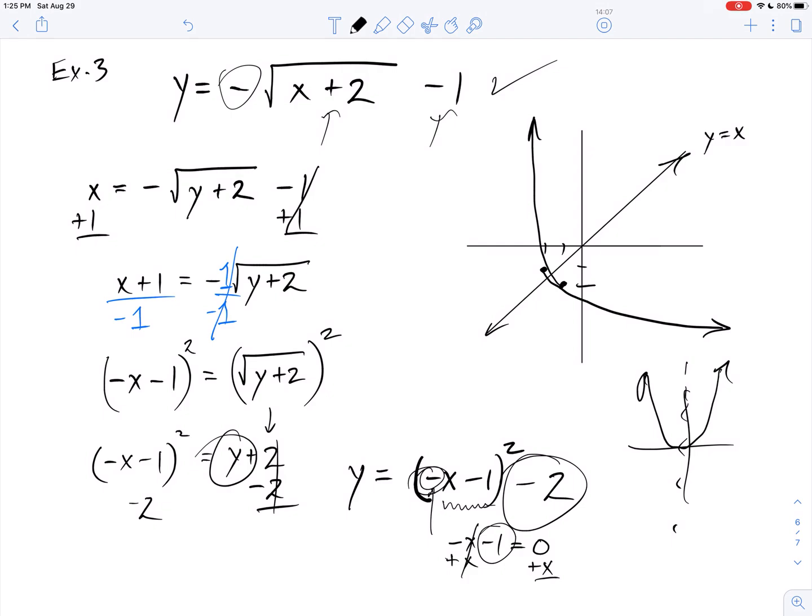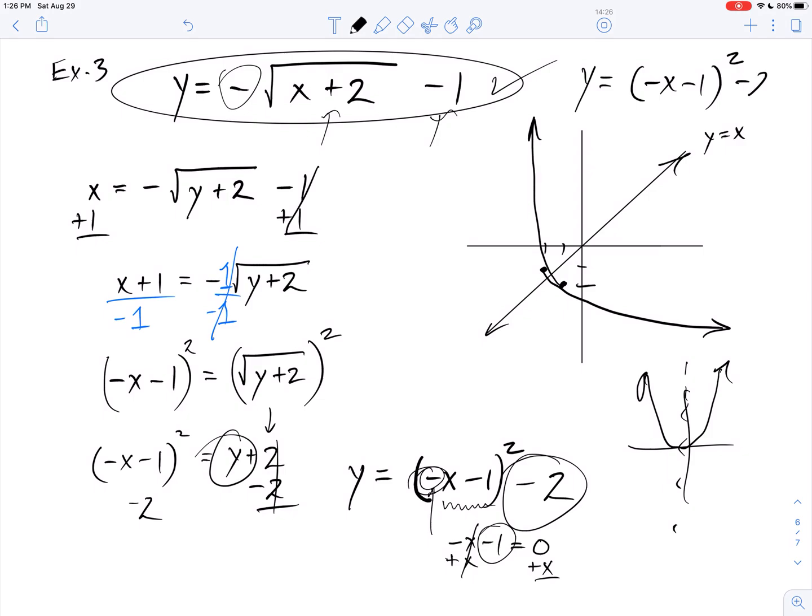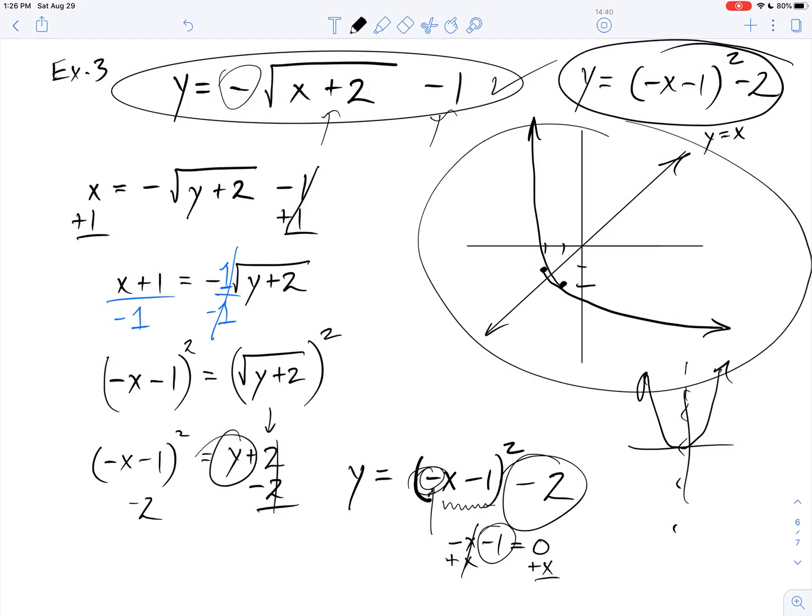Now, let that kind of sink into your brain. Remember, the original problem was right here. And my inverse answer looked like this. When you guys finally do get to the assessment, part of my question is going to be find the inverse. The other part of my question is going to be, can you hand sketch a graph for me based on your knowledge of parent functions, etc.